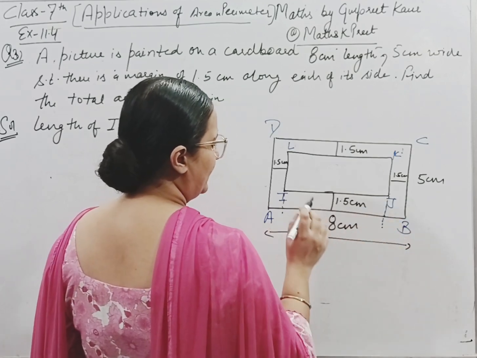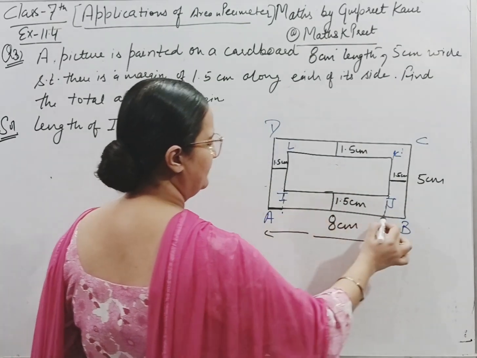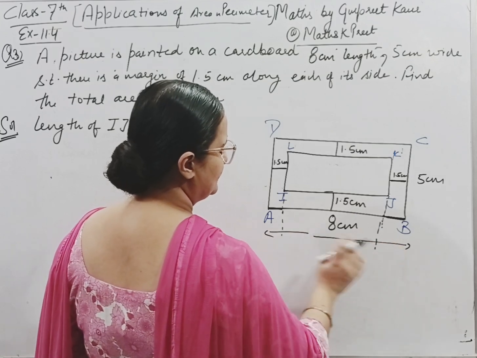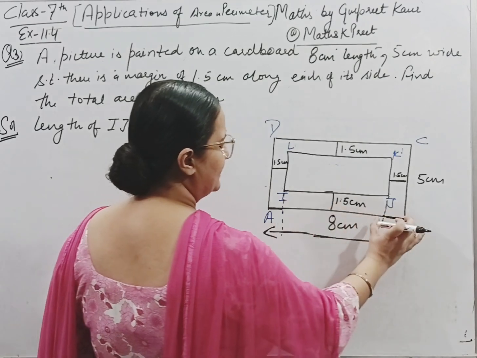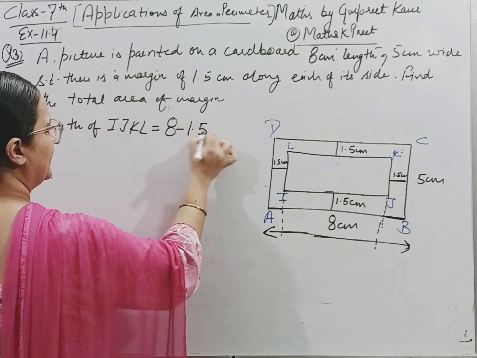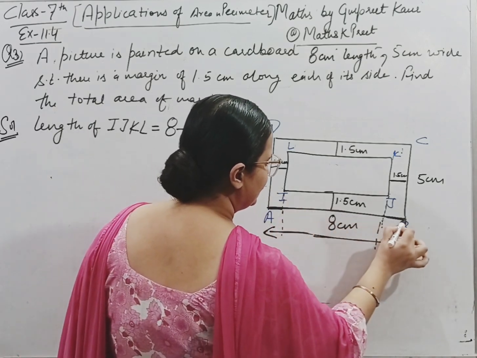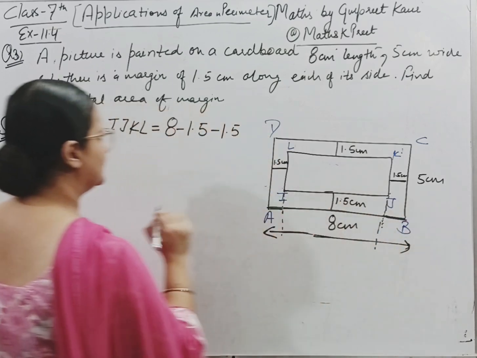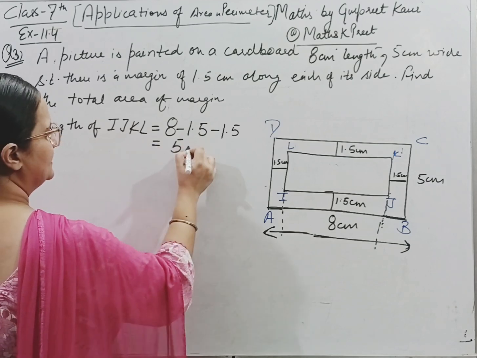What I will do, this is what? 1.5, this is 1.5. This means this is 1.5, this is 1.5. To get this much length, I will just subtract from this complete 8, 1.5, again 1.5. So this is 8 minus 1.5 minus 1.5. See again, from this complete 8, if I subtract 1.5, I will get the length of IJ. So this is 8 minus 3 basically. So this is 5 centimeters.